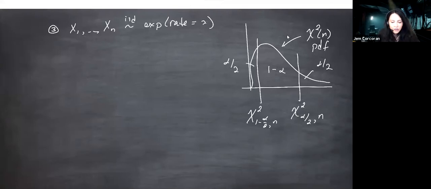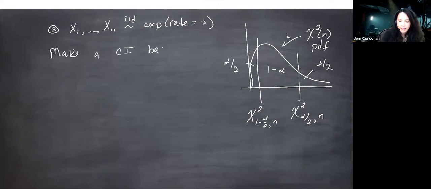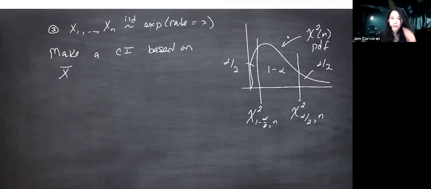Okay, so how do we make this apply to our confidence interval? So we want to make a confidence interval based on x bar. Now, x bar being a constant times the sum of the x's actually has a gamma distribution, but you may be more comfortable at this point with the gamma distribution given by the sum of the x's.